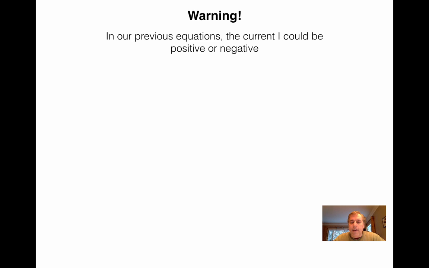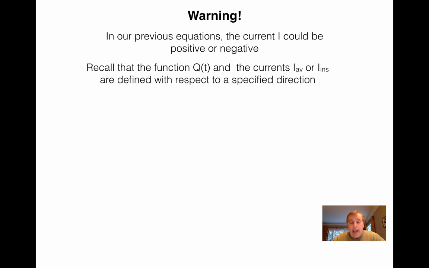So far in our equations, our currents could be positive or negative, and the reason for that is that when we defined this function Q of t, Q of t was the flow of charges through a certain cross section, and it was associated to a direction. We said this function Q of t gives the flow of charges to the right in a given cross section. With that choice, the currents and delta Q could be positive or negative, and that was just telling us in what direction the charges were moving.